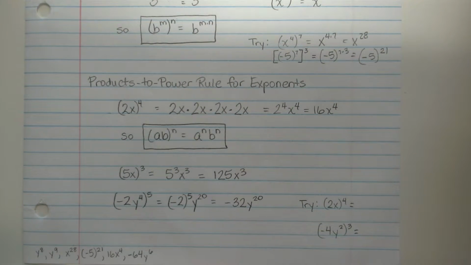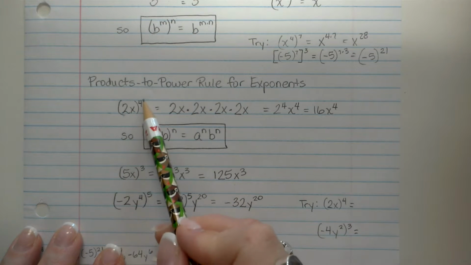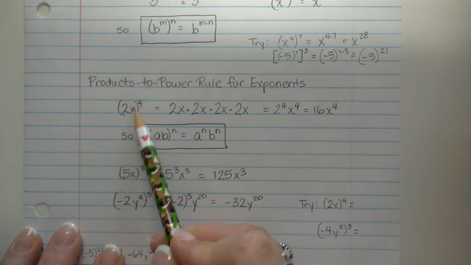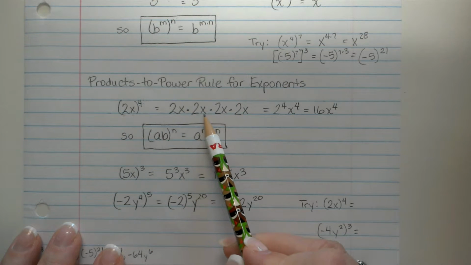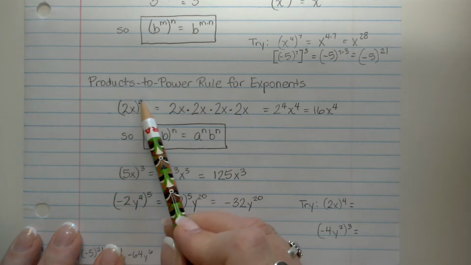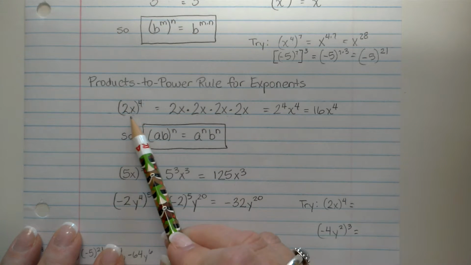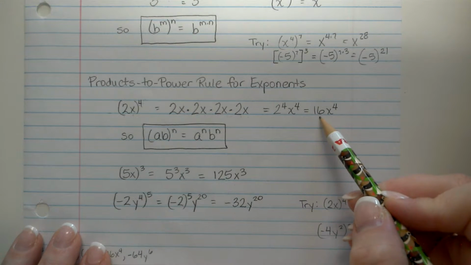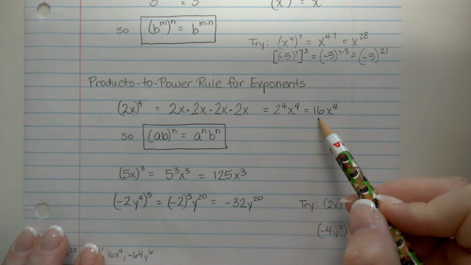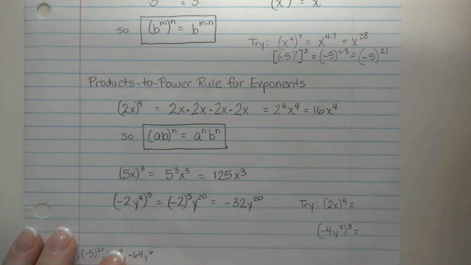Now, let's talk about if you have multiple things being raised to an exponent. Each part of what's inside of the parentheses is being raised to the exponent, okay? So you can look at it this way, 2x times 2x times 2x times 2x, which means 2 was raised to the 4th power because there's 4 2's, and x was raised to the 4th power because there's 4 x's being multiplied. So each part would be raised to the power. And so 2 to the 4th is 16, and x to the 4th is x to the 4th. So basically you get this rule that says that if you have multiple things being raised to the power, each part is also being raised to the same exponent.